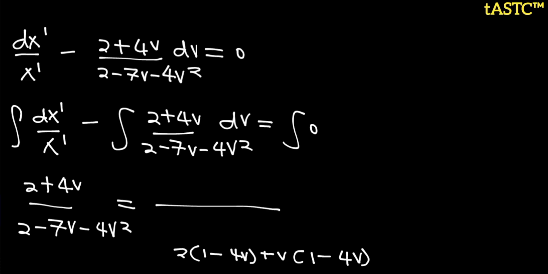So this is actually 2 minus 4v, and oh, that is actually 2 plus v. So I need to rewrite it. 2 plus v and 1 minus 4v.